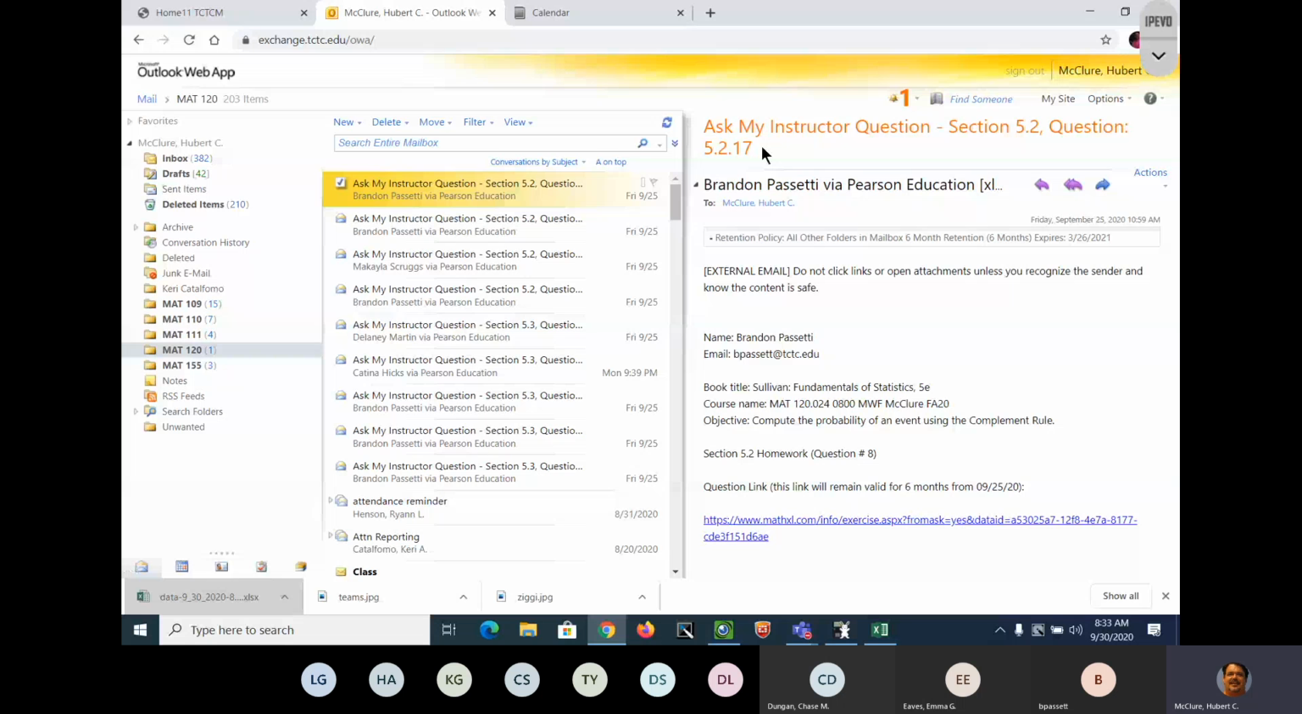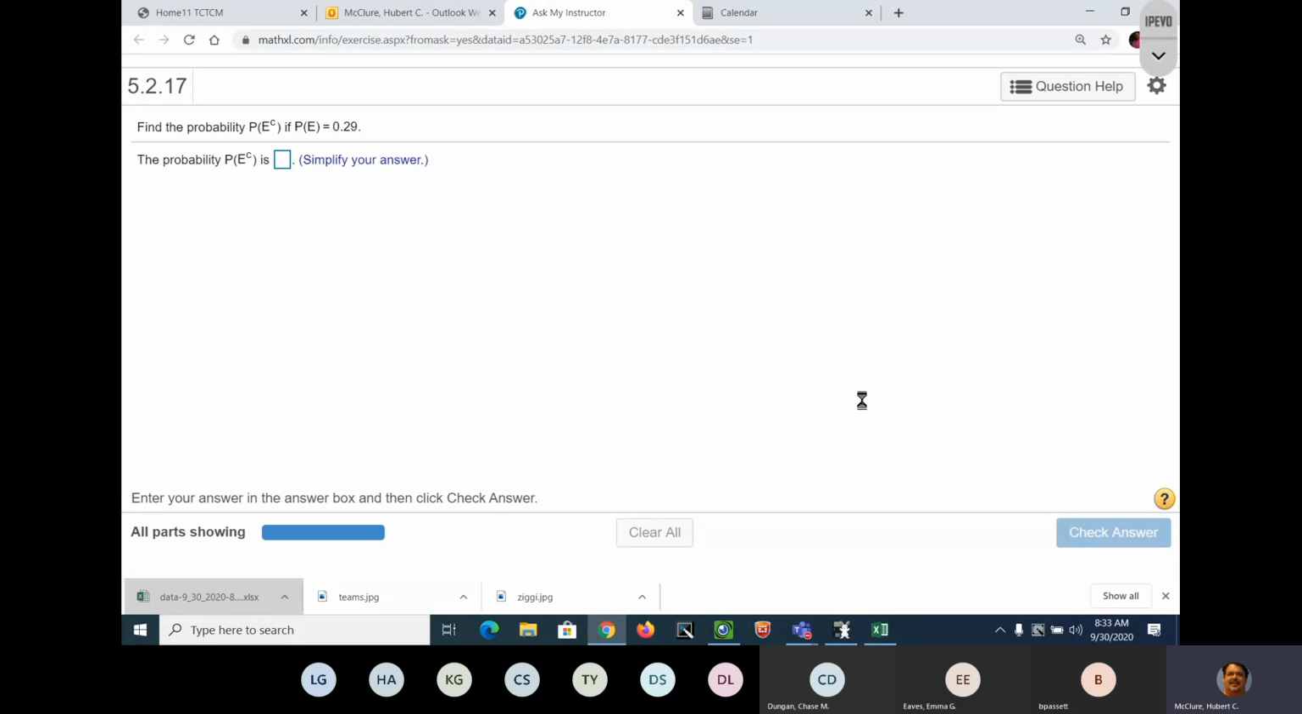5.217/8. This is the complement. I don't know why they put this in here because this is not the way a complement is written.